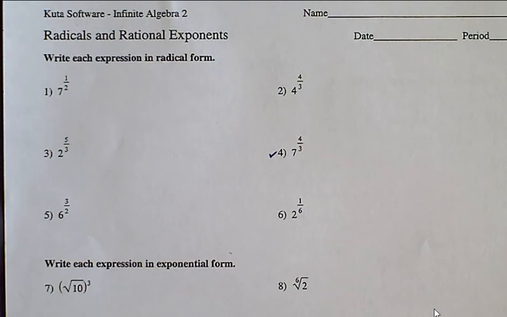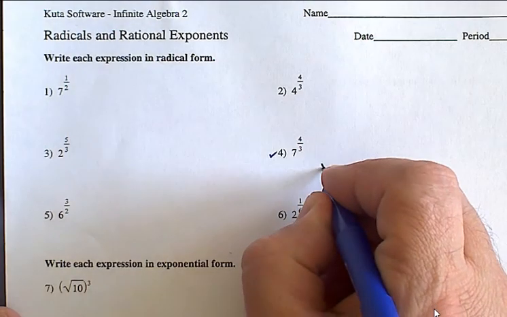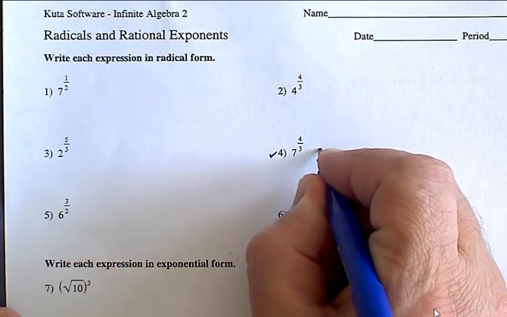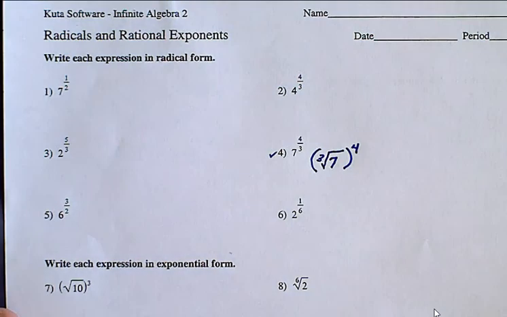In these problems 1 through 6, change it to radical form. Again, remember, your denominator is your index, your numerator is your exponent. So in this case, we can write this problem as the cube root of 7 raised to the 4th power. Okay, that'd be one simple way that you could write this.